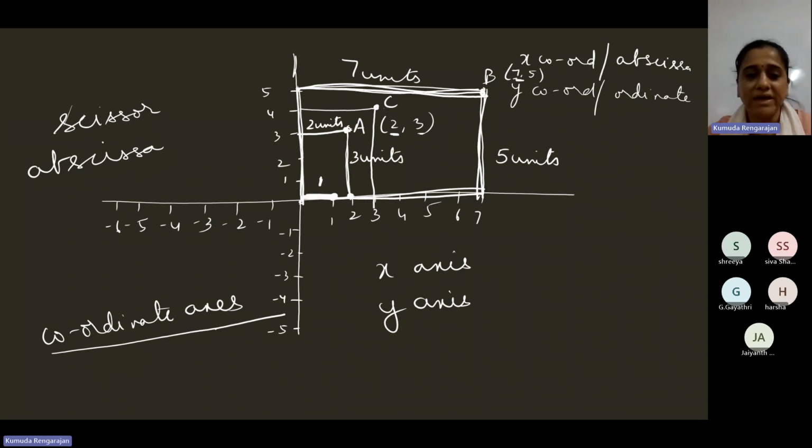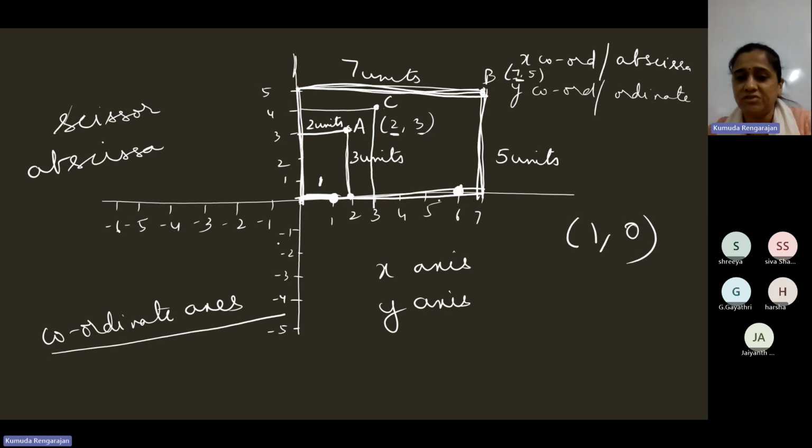So what's the distance of this point from the y-axis? 1 unit. From the x-axis? It is on the x-axis, so distance is 0. What is the distance of this point from the y-axis? 1 unit. What is the distance of the same point from the x-axis? It is on the x-axis, so its distance is 0. So how do you write the address of this point? Distance from the y-axis, 1, comma, distance from the x-axis, 0. So that's why it's 1, comma, 0. Now see this point.